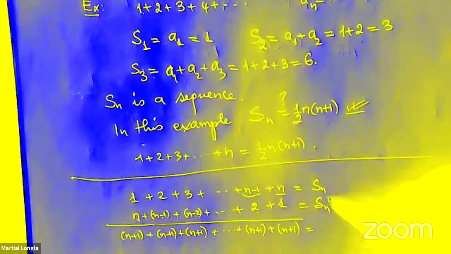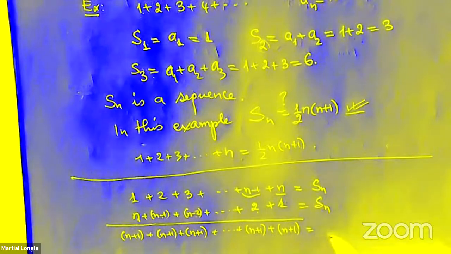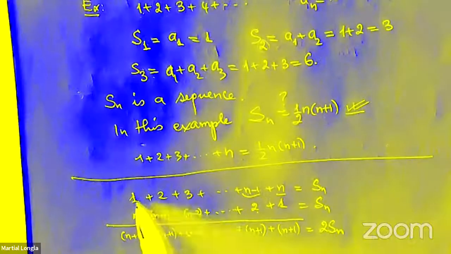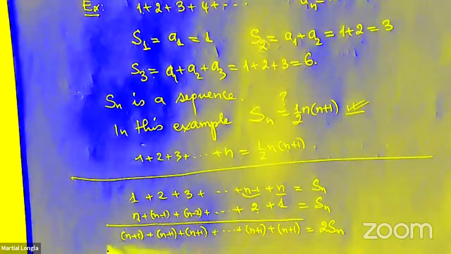And on the right, Sn plus Sn? 2Sn. How many terms do I have here? 1, 2, 3. How many?